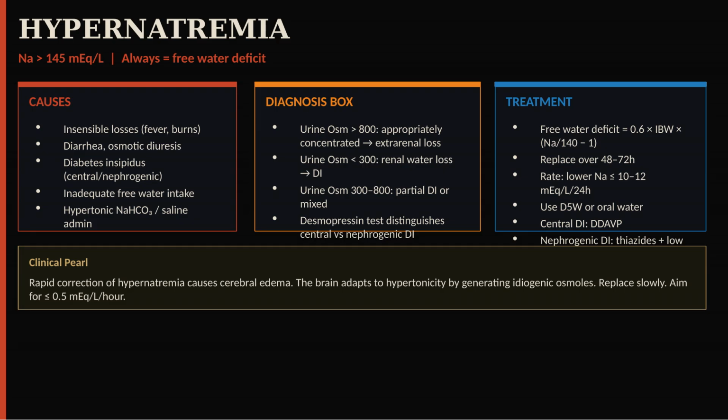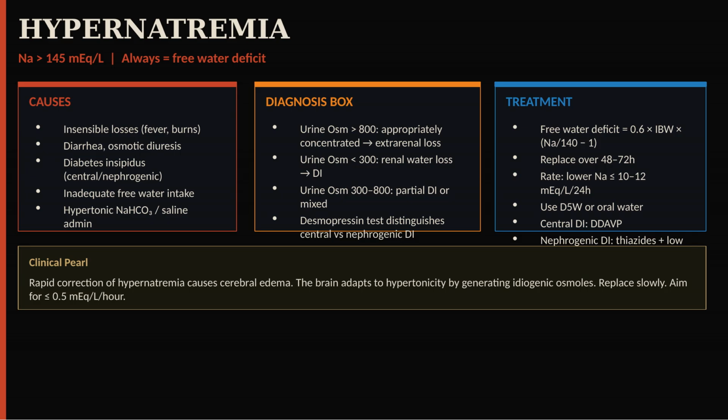Notice who's at risk. It's anyone who can't drink to their own thirst. The intubated, the demented, the very young, the very old. A normal awake person almost never gets seriously hypernatremic because thirst is a brilliantly powerful drive. So when you see it in a conscious patient, ask what's broken with their access to water.